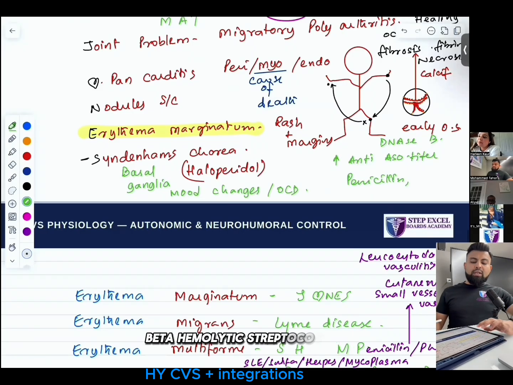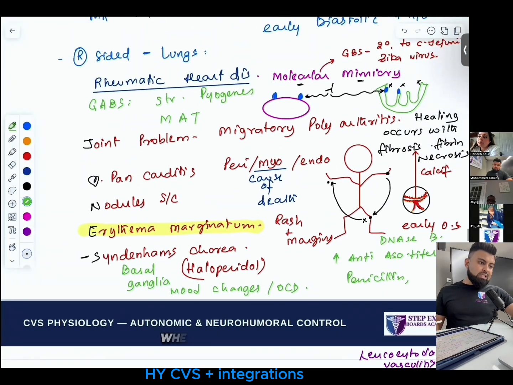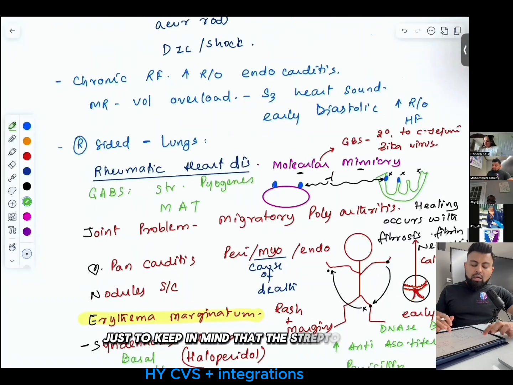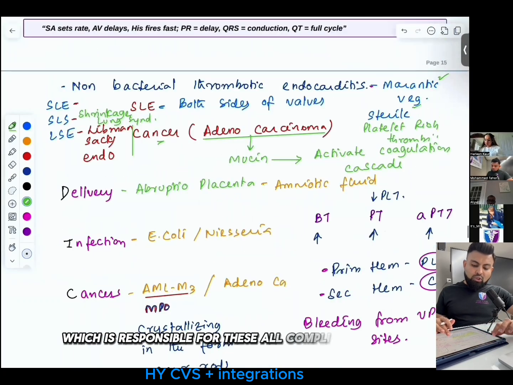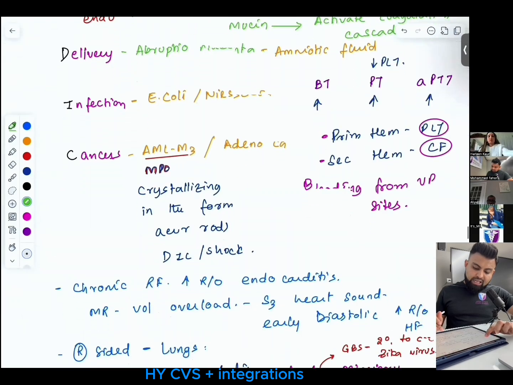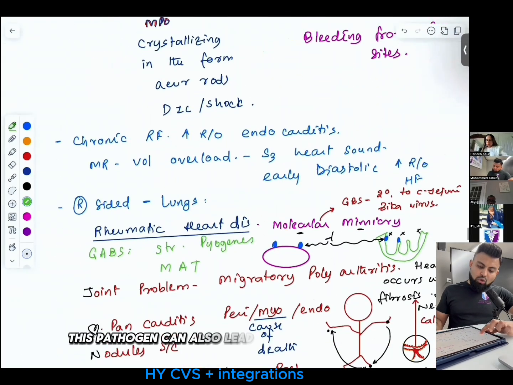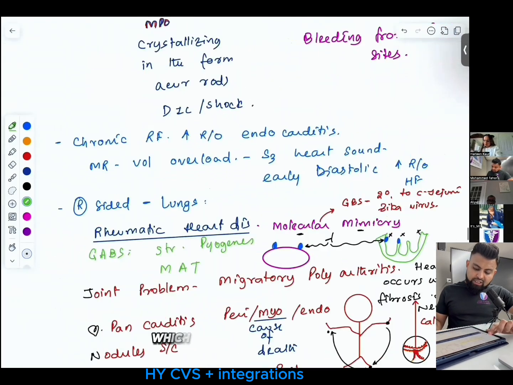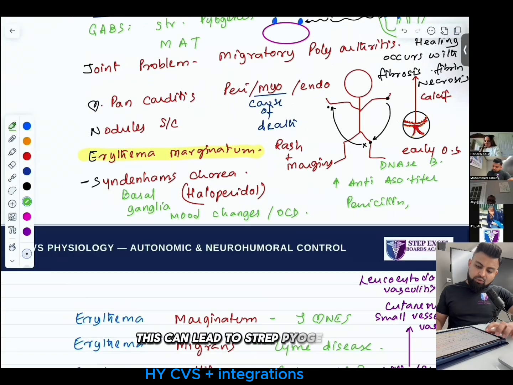Now, group A beta hemolytic streptococci, there are actually questions in this wherein they talk about the associated renal complications. Just keep in mind that Strep pyogenes, which is responsible for all these complications, can also lead to renal complications. Which renal complications can Strep pyogenes lead to?